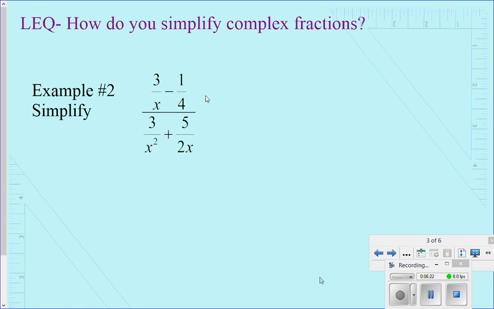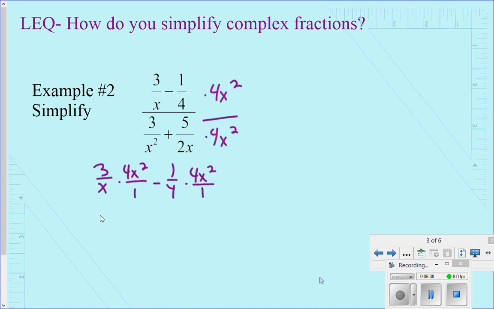So I'm going to multiply both numerator and denominator by 4x squared. So once again, I'm going to take time to write that out. 3 over x times 4x squared over 1, minus 1/4 times 4x squared over 1, all over 3 over x squared times 4x squared over 1, plus 5 over 2x times 4x squared over 1.